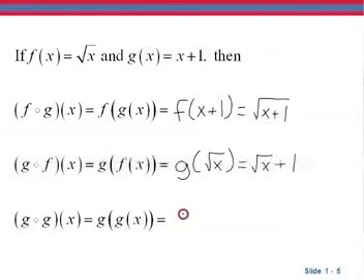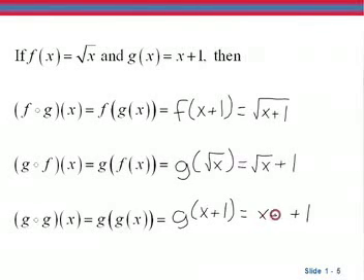G of g of x means that we're going to be computing g of x plus 1. That means we're going to go to the g function, and instead of having x plus 1, we're going to replace the x there with x plus 1. Now this one can actually be simplified since we have like terms, and we would have x plus 2.